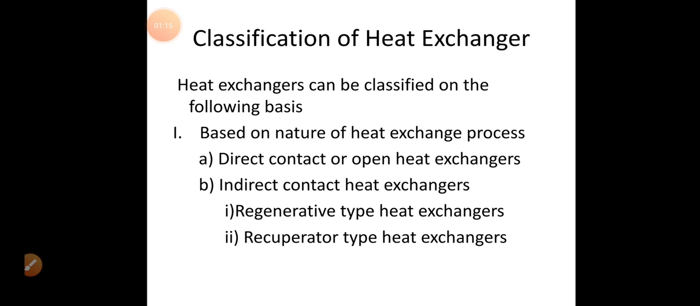Next, classification of heat exchanger. Heat exchangers can be classified on the following basis. First one, based on nature of heat exchange process. Based on nature of heat exchange process, heat exchangers can be classified into two types. They are first one, direct contact or open heat exchangers. Second one, indirect contact heat exchangers. Indirect contact heat exchangers can again be classified into two types. They are first, regenerative type heat exchangers. Second one, recuperator type heat exchangers.